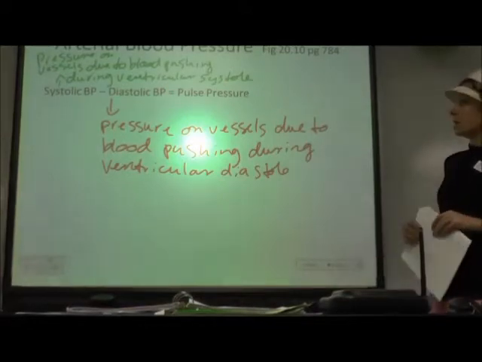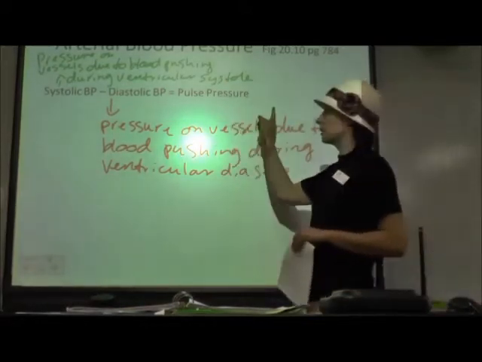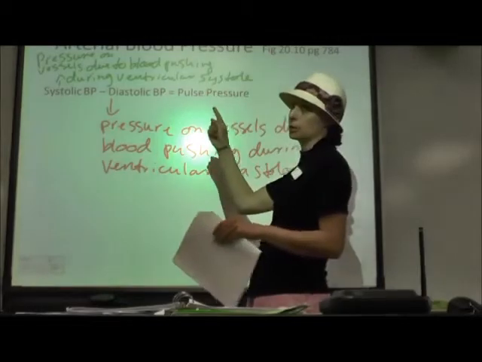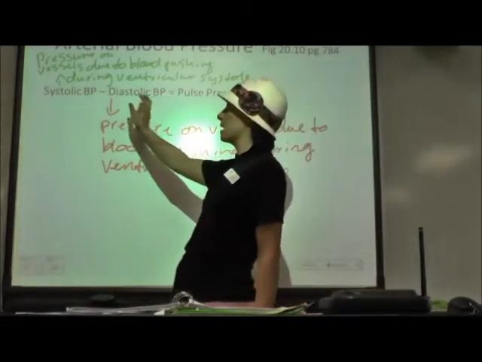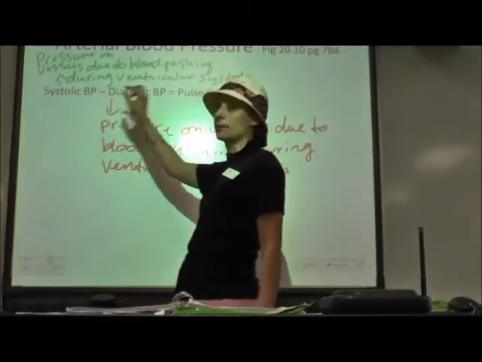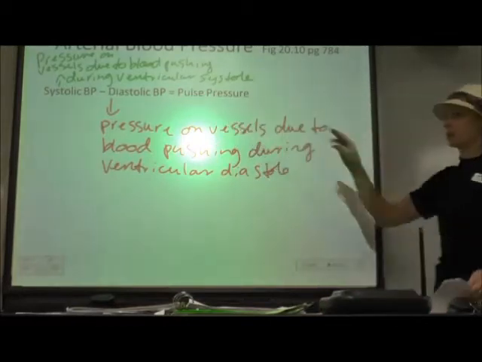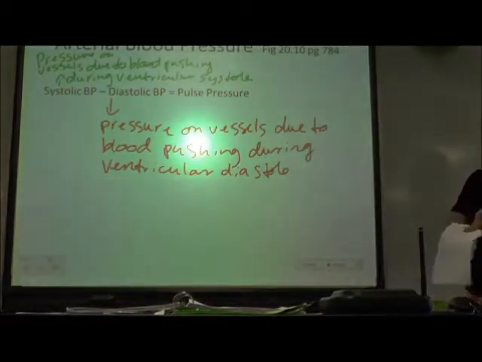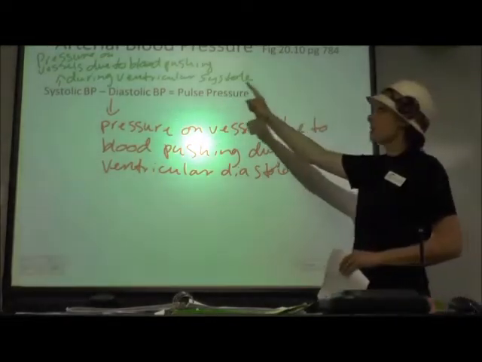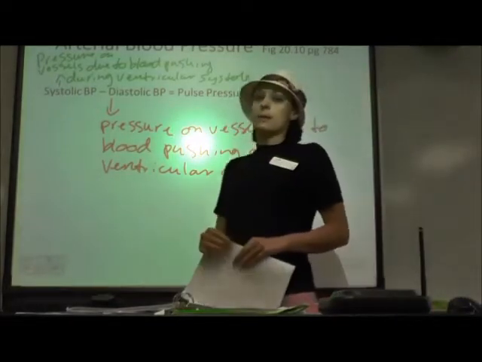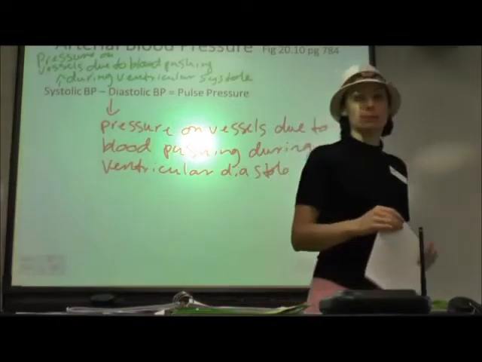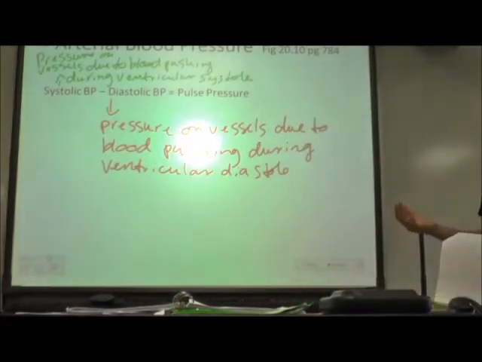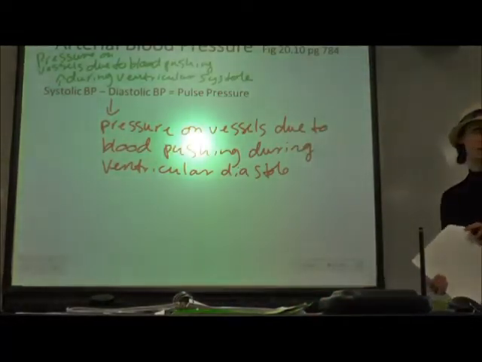We can use these two pressures to calculate another pressure called pulse pressure. If you subtract your diastolic blood pressure from your systolic pressure, we get this third pressure called pulse pressure, and that's the pressure that you feel when you're counting a pulse. It's important to be able to calculate pulse pressure because we're going to use it to calculate another type of pressure, our mean arterial pressure.